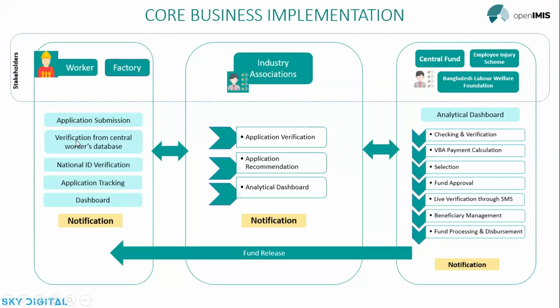We can verify the worker from the central worker database, which is another system, and we can verify the identity of the worker through the national ID verification system that is connected to the national ID system. The worker and the factory can track their application, where it actually is at this moment, and they can see their dashboard as well.